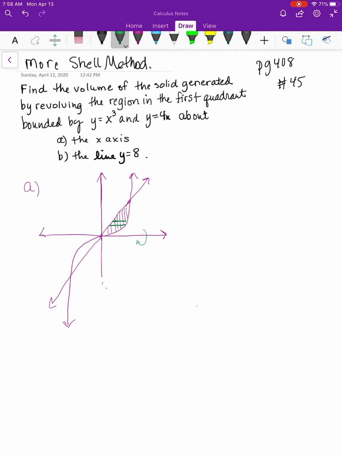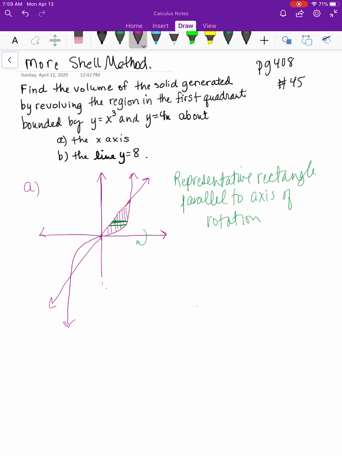And so, since this is my axis of rotation here, I'm going to draw my representative rectangle anywhere on the piece that is going to be spun. But make sure that your representative rectangle, if you're using the shell method, is parallel to your axis of rotation. So notice that I have drawn my representative rectangle parallel to my axis of rotation. Very important.